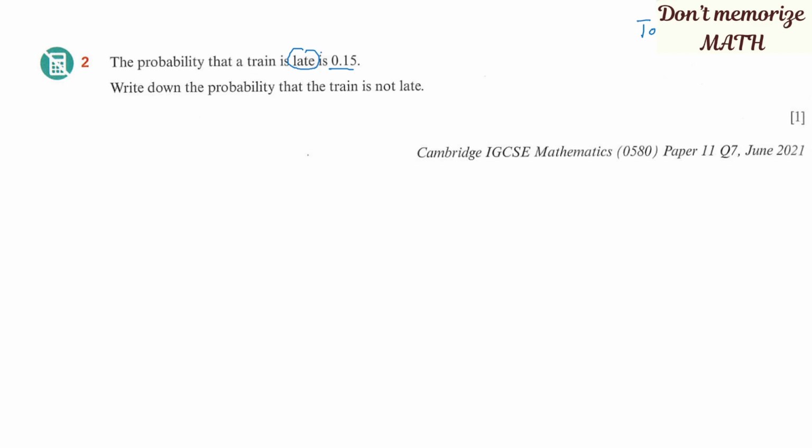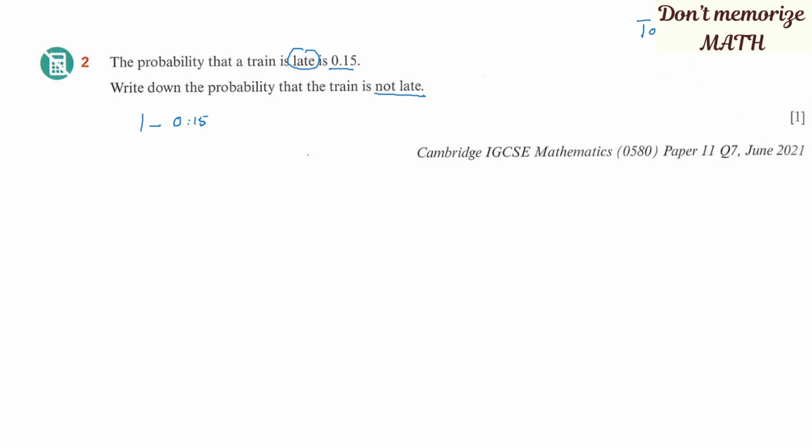So these are mutually exclusive events. We say it like that in mathematical terms. So write down the probability that the train is not late. We have only two options, late and not late. So total probability will be 1. So you can take 1 minus 0.15.